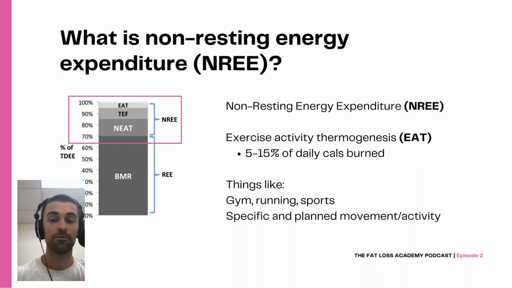So, for example, any sort of sport that you're playing, when you're visiting the gym, if you're choosing to go for a run, if you're choosing to go for a walk, so any sort of form of planned exercise is what we categorize as our EAT.